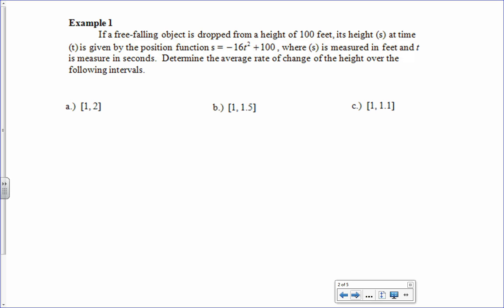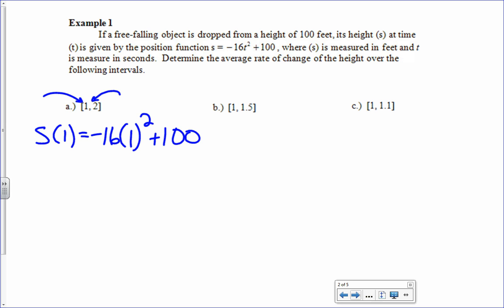Well, so we know we want to go from a time of 1 second to a time of 2 seconds. So if I want the average rate of change, what am I going to do? Well, let's just find the position at 1 second. How am I going to find the position at 1 second? Well, I have to find s of 1, which is negative 16 times 1 squared plus 100. That would be the position. How do I know that? Because s stands for the position function. So if I can find the position there, we'd be pretty well off. So what is s of 1?